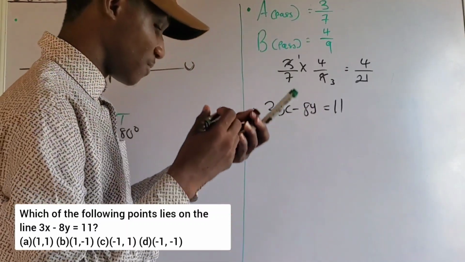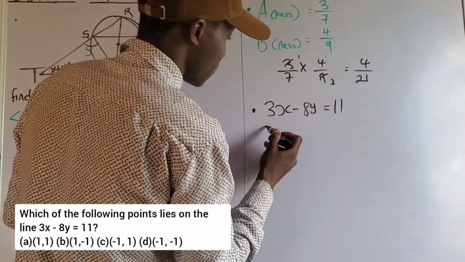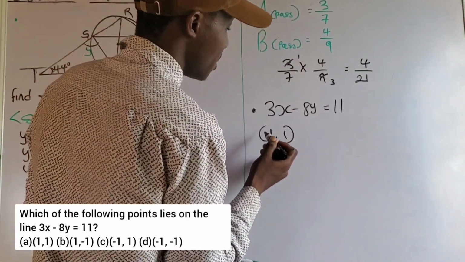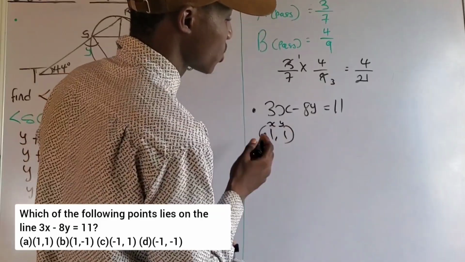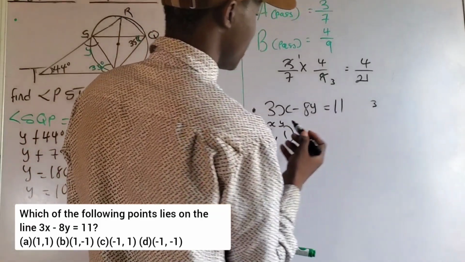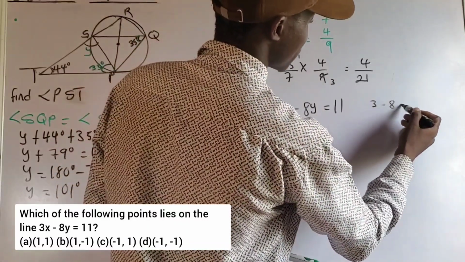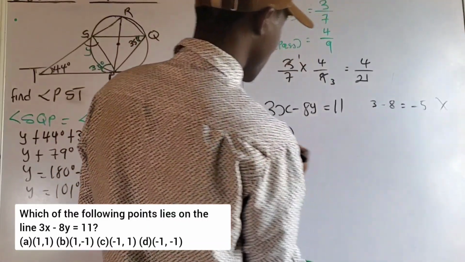So the first option is 1 comma 1. Now if x is 1 and y is 1, let us substitute. I'm going to have 3 times 1, that is 3. Then negative 8 times 1 is negative 8. 3 minus 8 is negative 5. This option A is not correct.